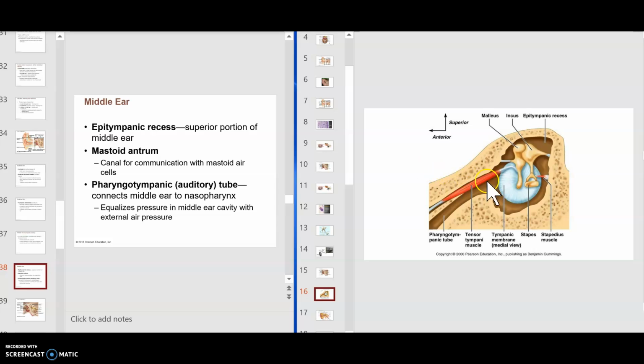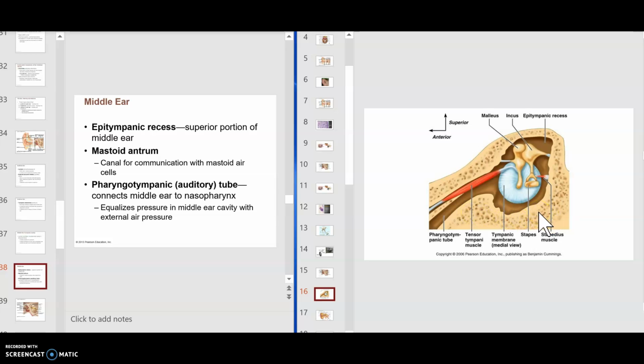Okay, here's the middle ear. Before we get to the bones, we're going to talk about some other areas of it. Here is the epitympanic recess. You see, that's the area above those bones there. And then we've got the mastoid antrum. The mastoid antrum is an entrance that is hard to see into the mastoid air cells.